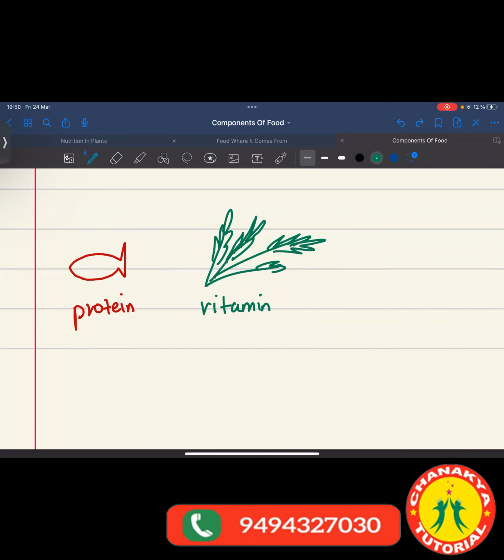But they both have both. This also has vitamin, this also has protein. But here the protein is dominant, here the vitamin is dominant. I hope you understand the difference. Is it clear? Yes, ma'am. Okay. So this is what I have told so far.